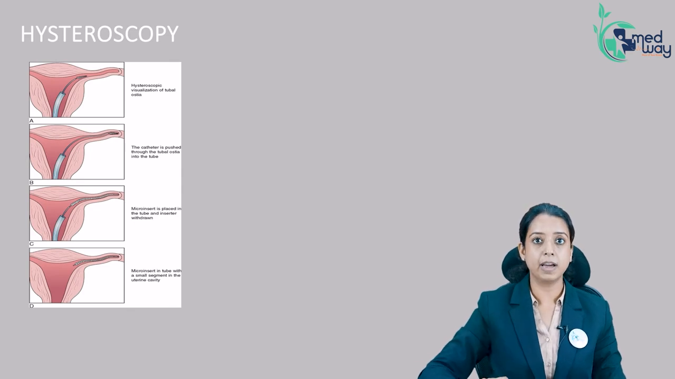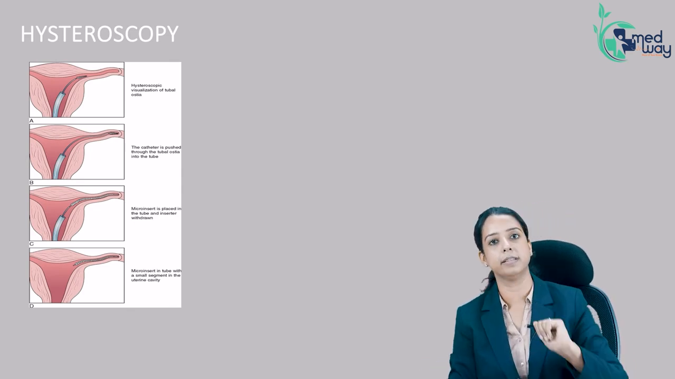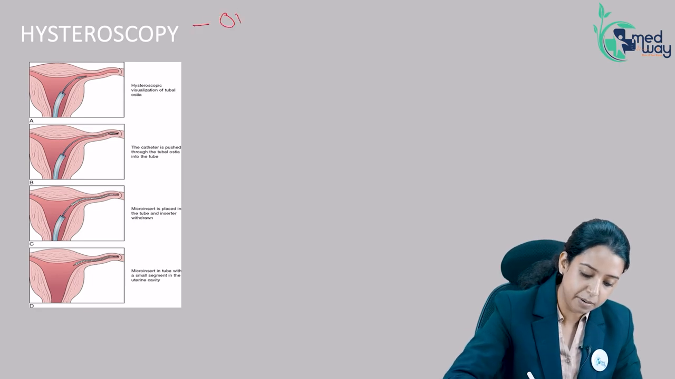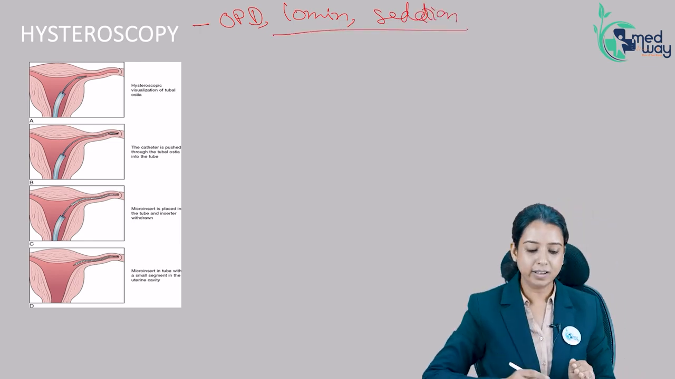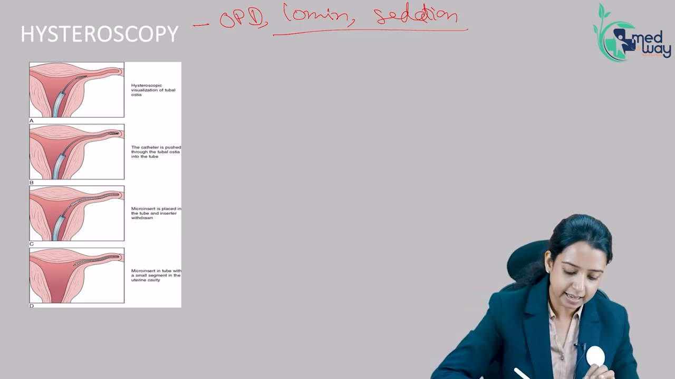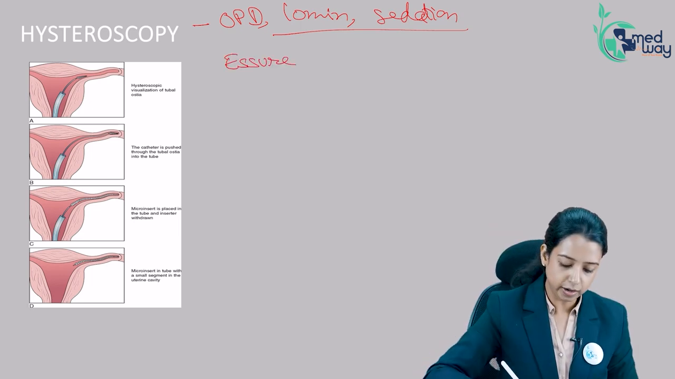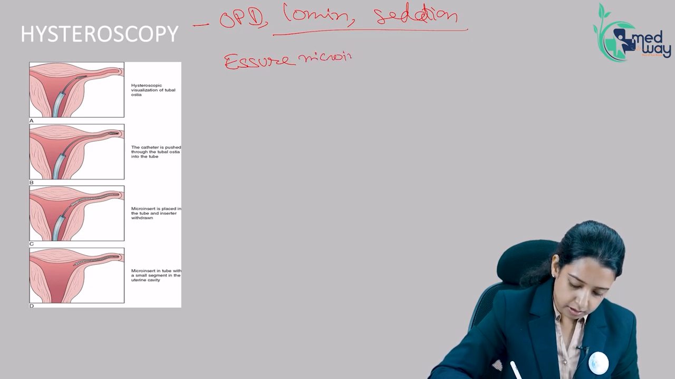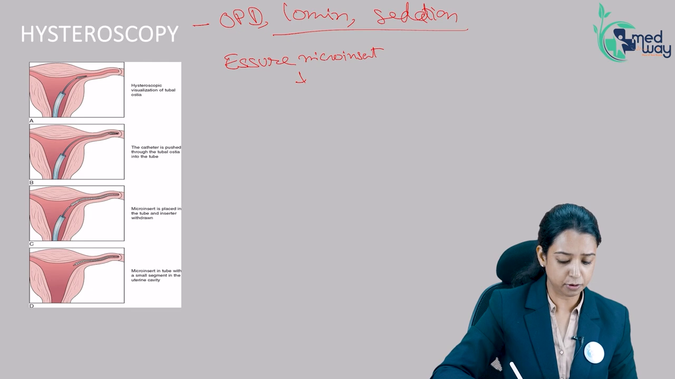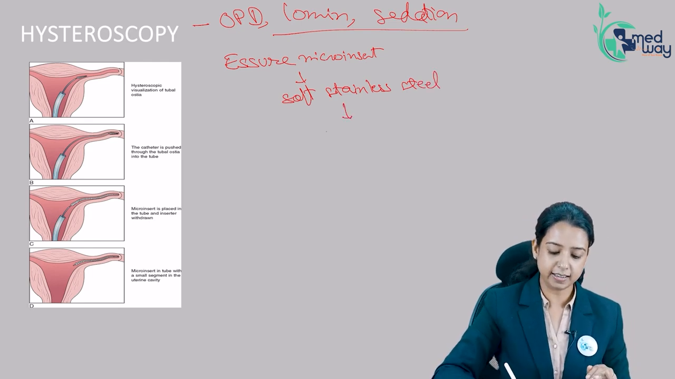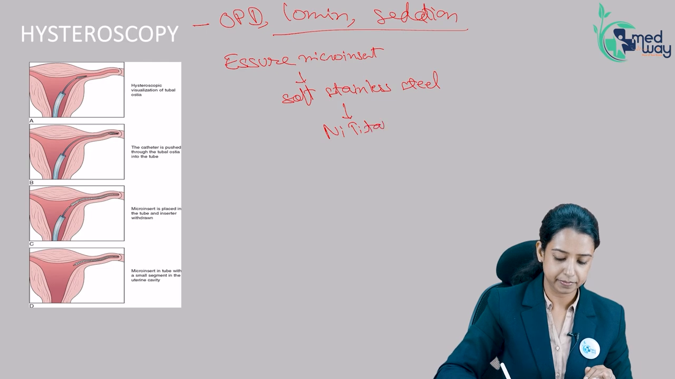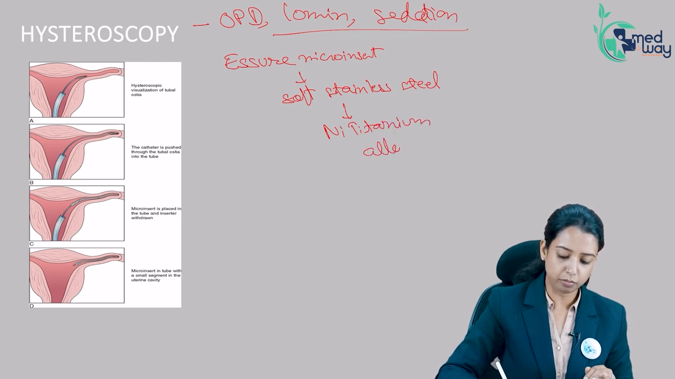Another method was hysteroscopy, where you are not cutting the tube, you are occluding it from inside. The good thing about hysteroscopy is it can be done very well in the OPD within 10 minutes under just sedation. It's a very quickly done procedure. You go inside using a hysteroscope and insert this Assure. Assure is a micro insert which is made up of soft stainless steel from inside, and outside it is nickel titanium alloy. So that's what it is made of.